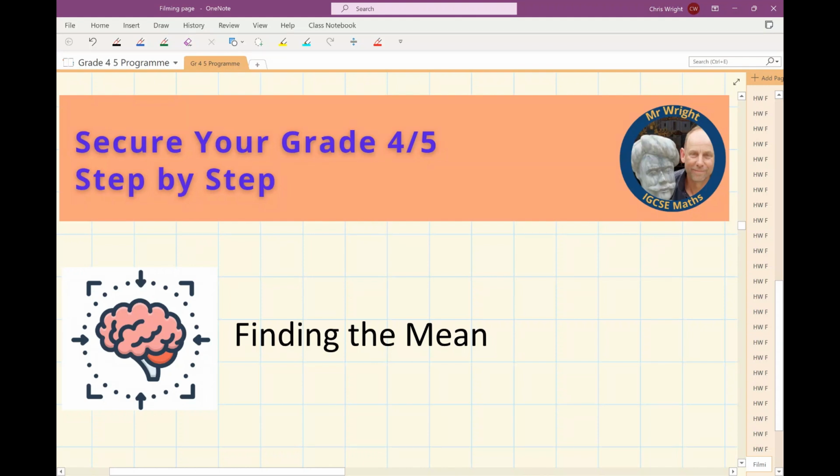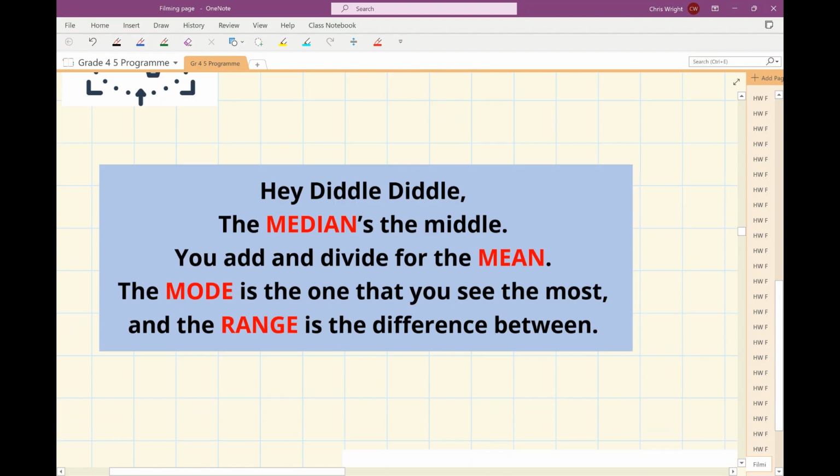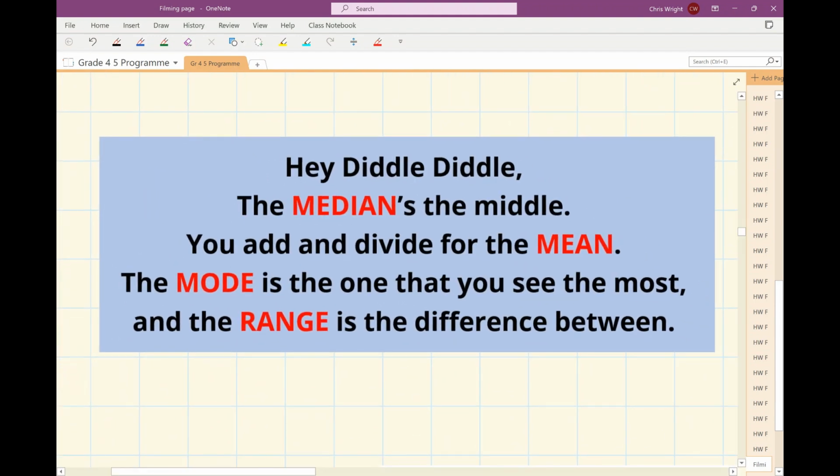Right here, and in this film we'll understand how to find the mean. Now often people think, wait a minute, the mean, which one is that? So here is a rhyme to help you. Hey diddle diddle, the median's the middle, you add and divide for the mean.